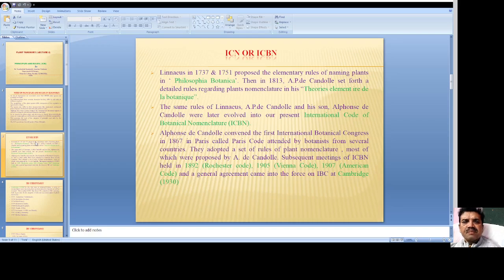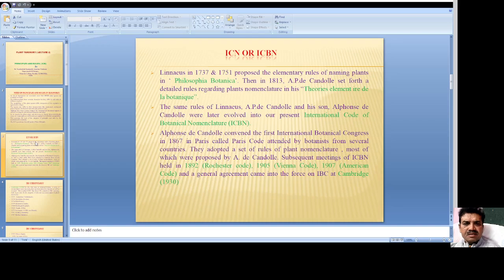Then, in the beginning of the 19th century, in 1813, A.P. de Candolle set forth detailed rules regarding plant nomenclature in his epoch-making work, Théorie Élémentaire de la Botanique. Following the same footprints of his father, Alphonse de Candolle, the illustrious son of A.P. de Candolle, later evolved the present system of plant nomenclature, popularly called the International Code of Botanical Nomenclature.